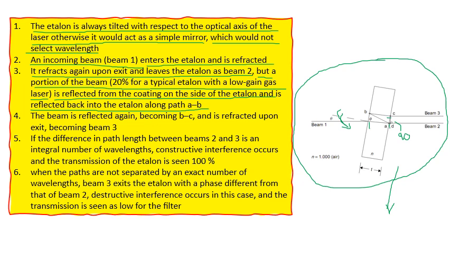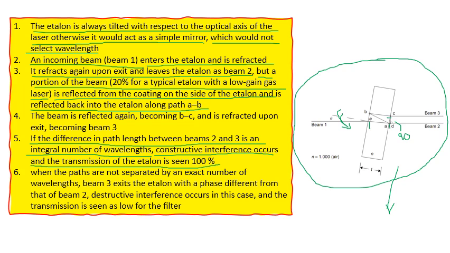Okay. So important thing here, if the difference in the path length between the beam 2 and 3 is an integral number of wavelengths, constructive interference occurs and the transmission of the etalon is seen 100%. Okay, not less, sorry, it's 100%.